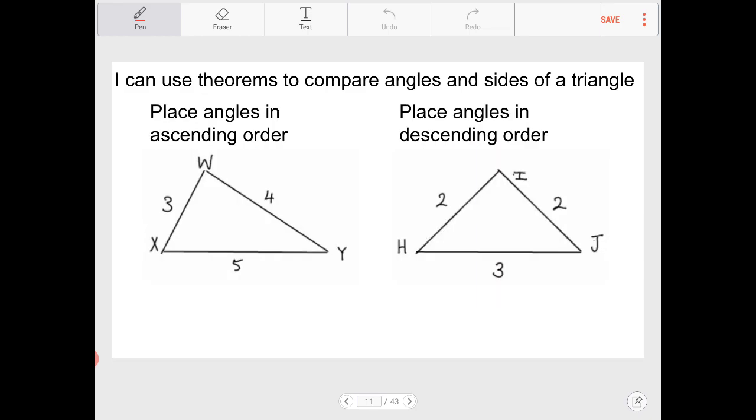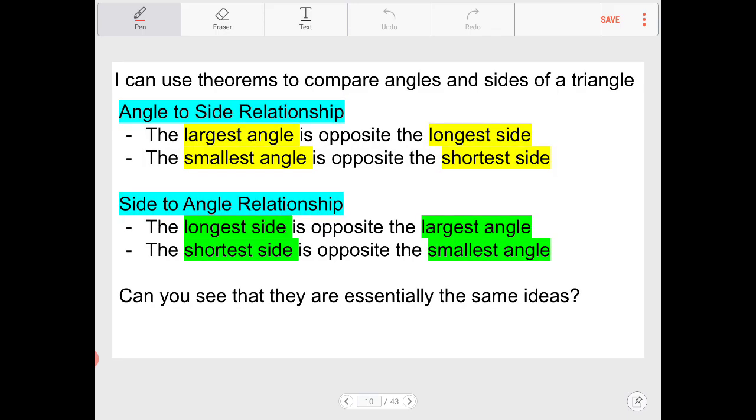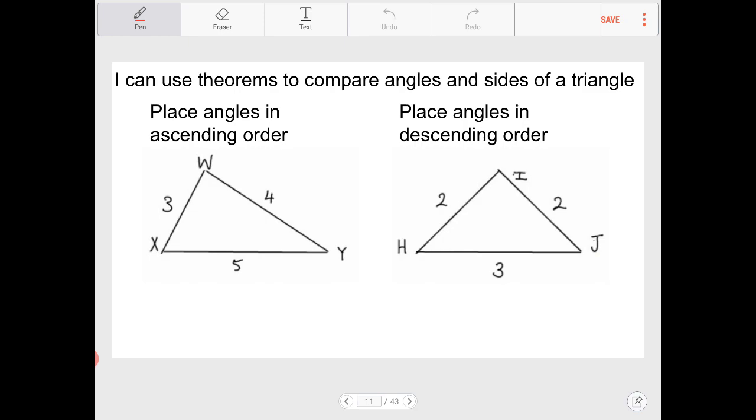Okay, so with these facts in place now, see if you can place the angle measures in ascending order. Pause the video for a moment, and then do the same thing with the second triangle there. Place the angles in descending order. Hopefully you guys had some time to think about this. Seeing that this is a 3, 4, 5 triangle, angle Y would be our shortest, our smallest angle, followed by X, followed by W.